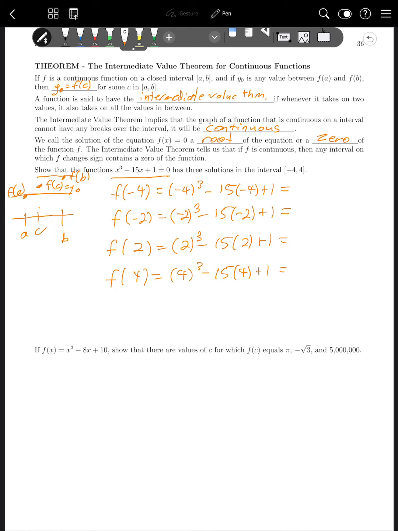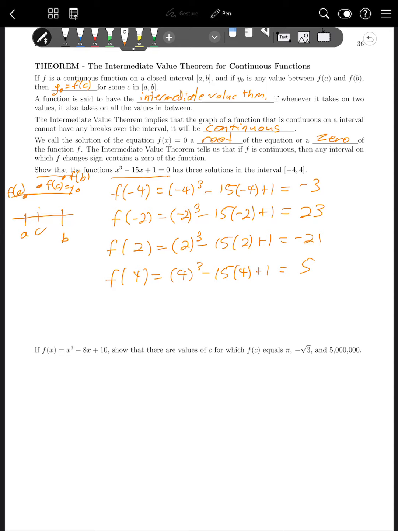Okay, so -4 cubed is -64. Plus 60 is -4. Plus 1 is -3. -2 cubed is -8. Plus 30 would be 22. So that'd be 23. 2 cubed minus 30 is -22. Plus 1 is -21. And 4 cubed is 64. Minus 60 is 4. Plus 1 is 5.